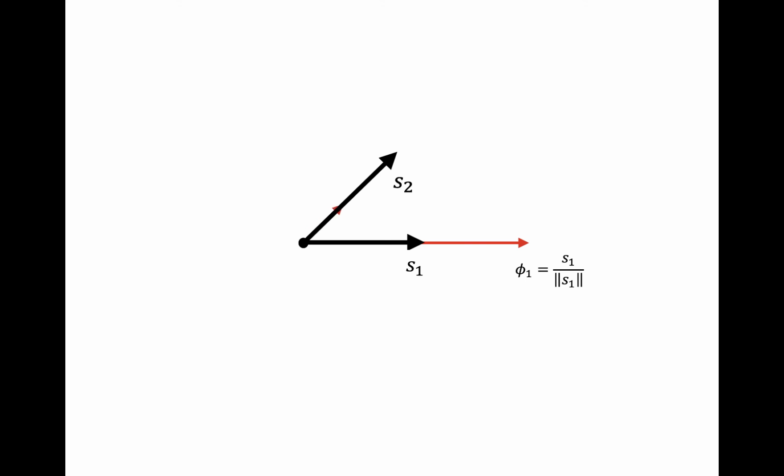So all we need to do is to define an intermediate vector which is S2 divided by the norm of S2, and then we draw the projection of this vector, S2 divided by the norm of S2, on the phi 1 axis. This projection is given by this green arrow. So the projection of S2 divided by the norm of S2 on the phi 1 axis is given by this green arrow vector.